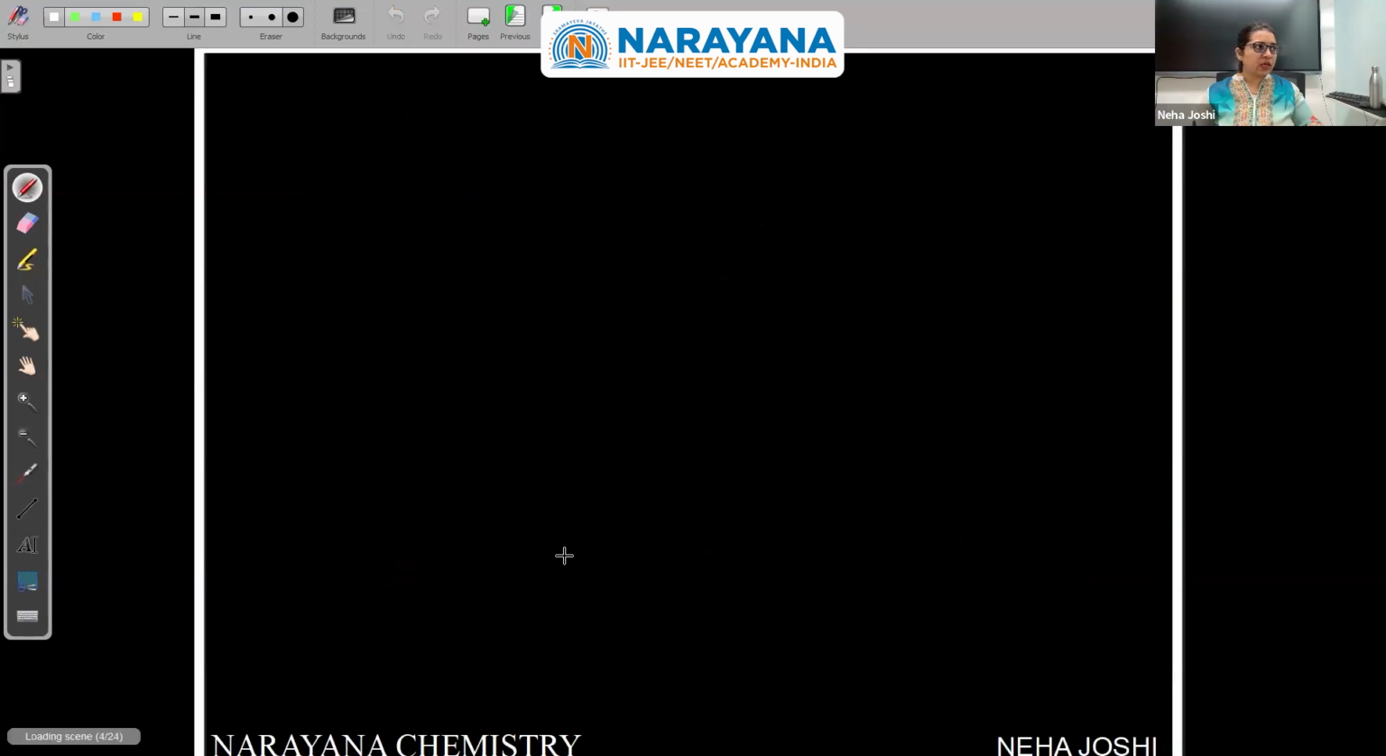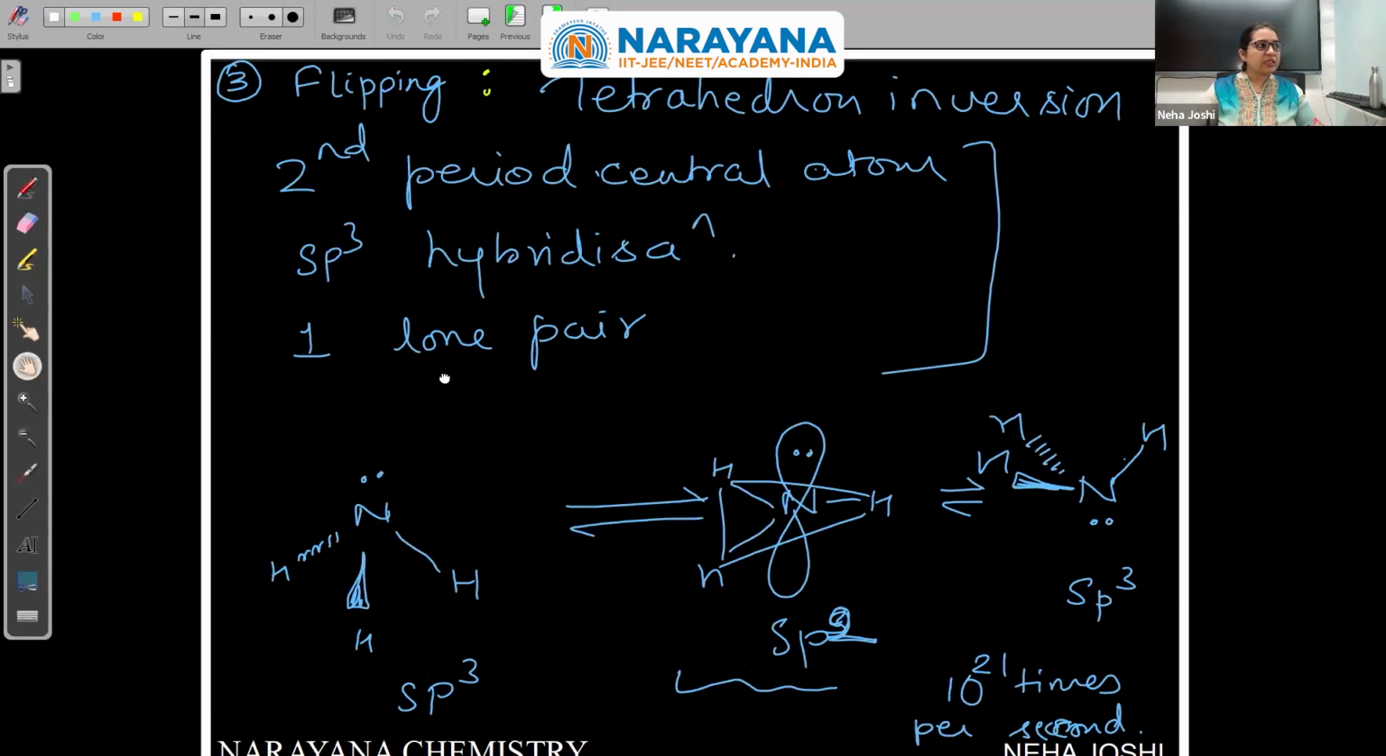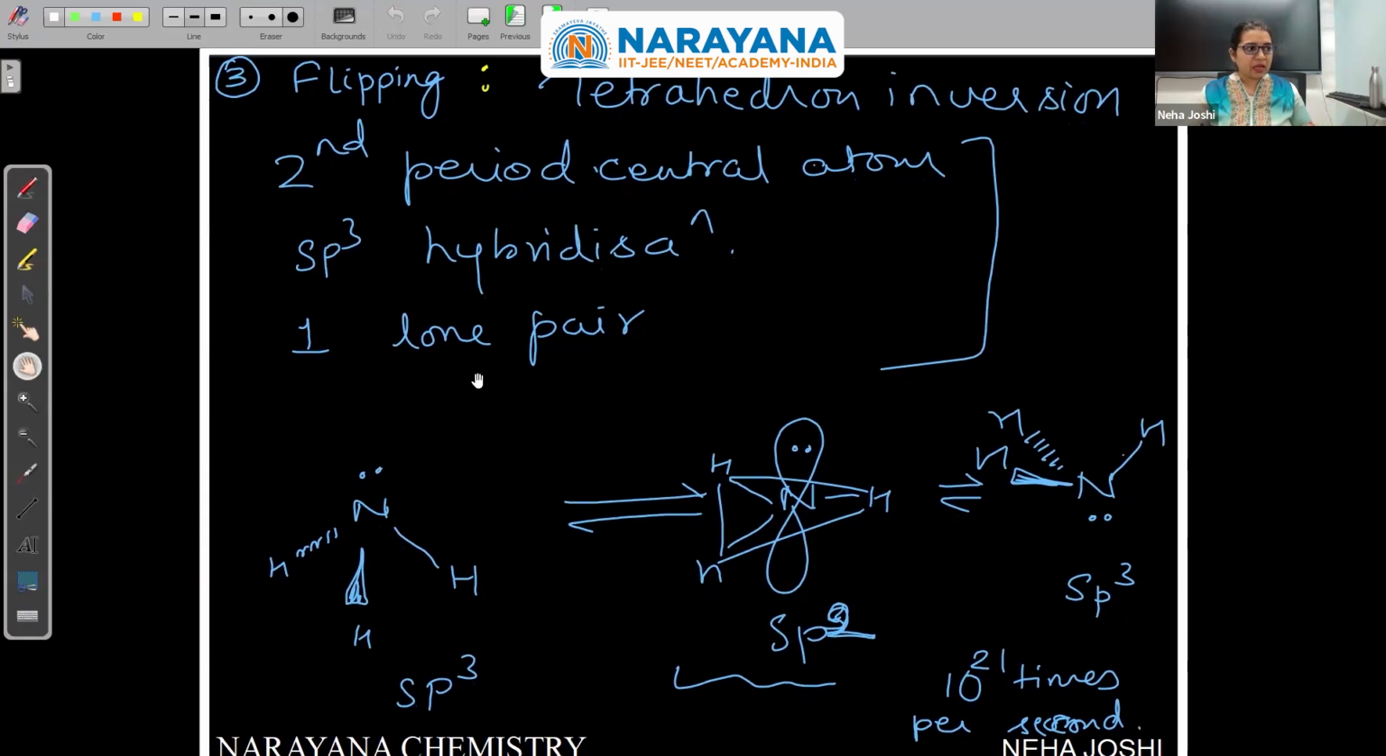Is that absolutely okay? Then comes, in certain cases, we will be using flipping. Flipping is something which is a very, very limited case. How to use it and where to use it. See, flipping is a phenomenon which is characteristic of tetrahedral molecules having one lone pair. Okay, tetrahedral, one lone pair, and that too on a second period central atom, not any. Okay, it has to be compulsorily on a second period central atom.